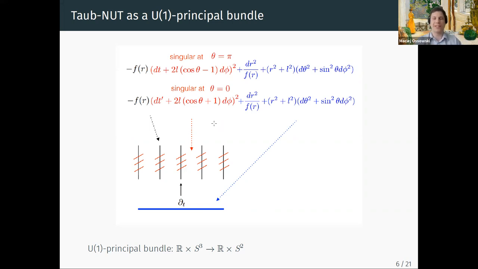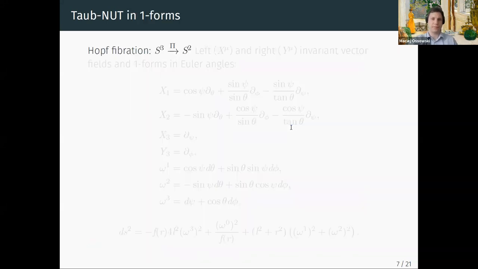That's what I meant when I wrote in the abstract that Misner's method basically boils down to compactifying the orbits of this vector field from the whole real line to the circle. This construction is also crucial for us, and I will build on it in a minute. So let me also show you more explicitly how the bundle structure works in this Taub-NUT metric.